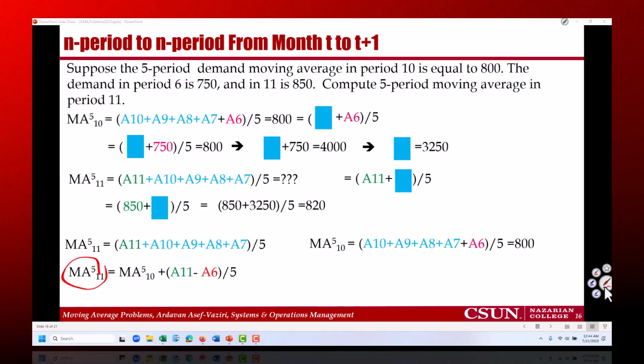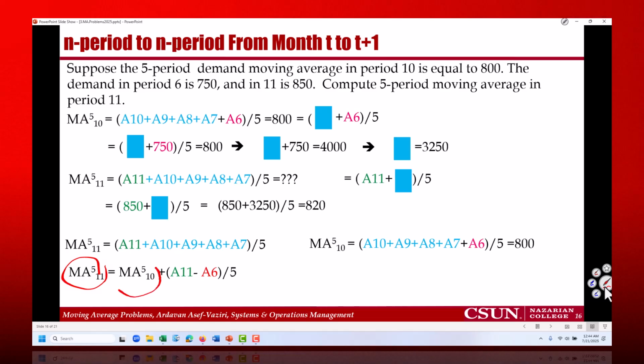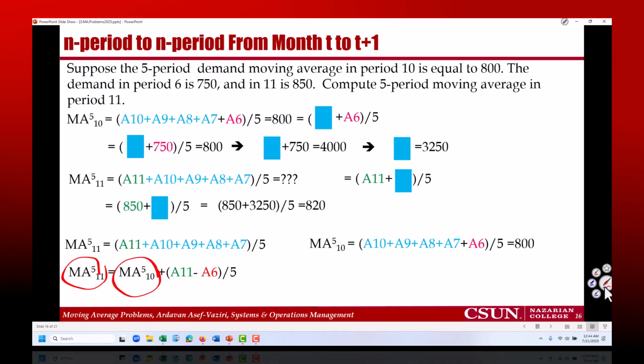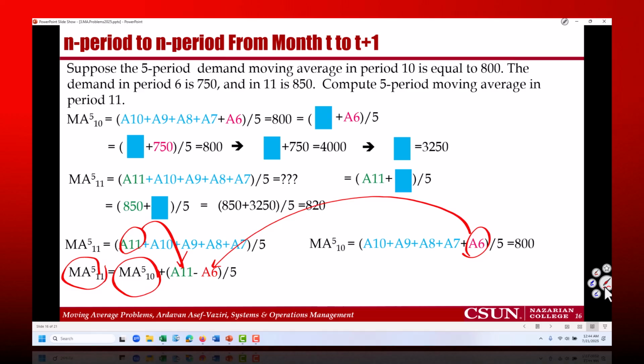The 5-period moving average in month 11 is the same as the 5-period moving average in month 10, but it has a new part and it has dropped an old part. And because this 5 is over there and this 5 is over there too, that would be the equation.